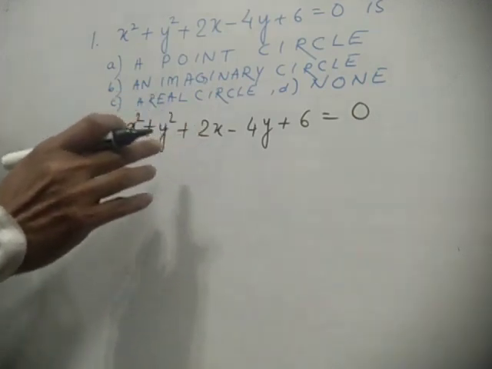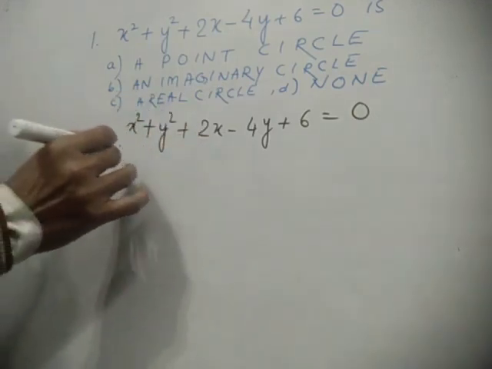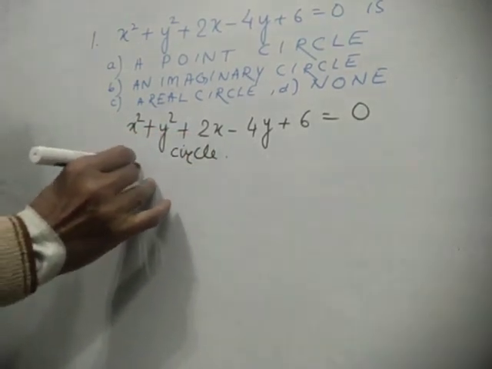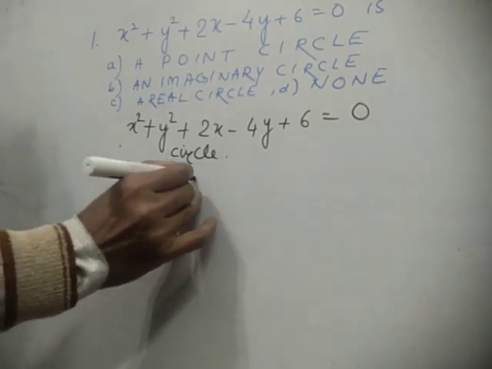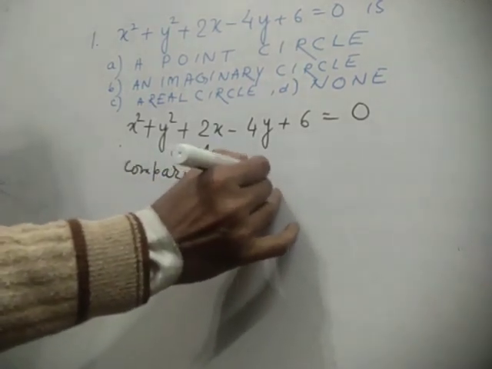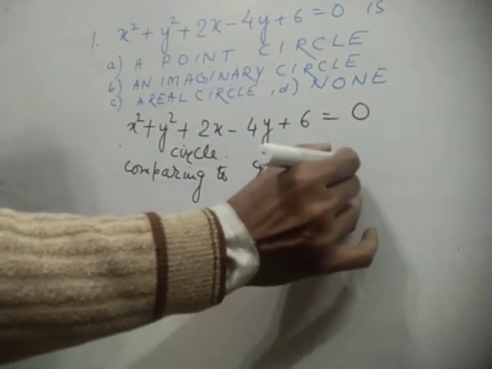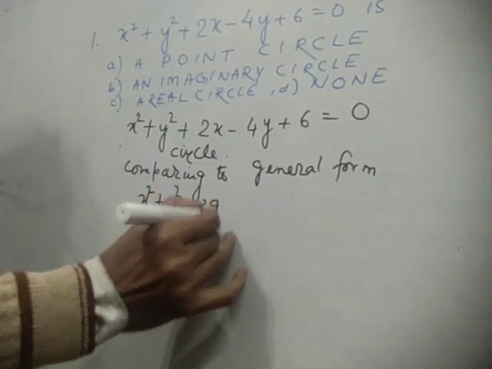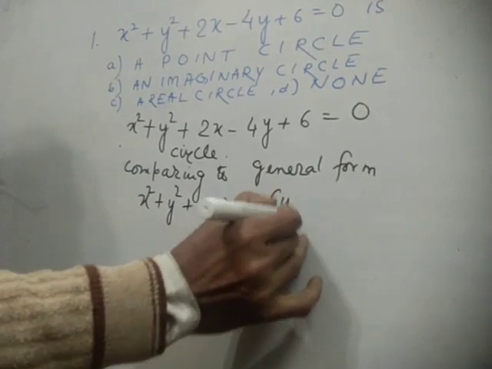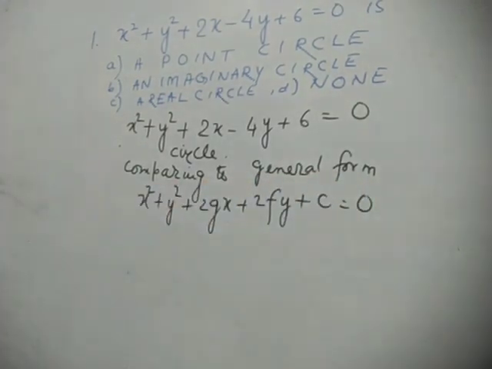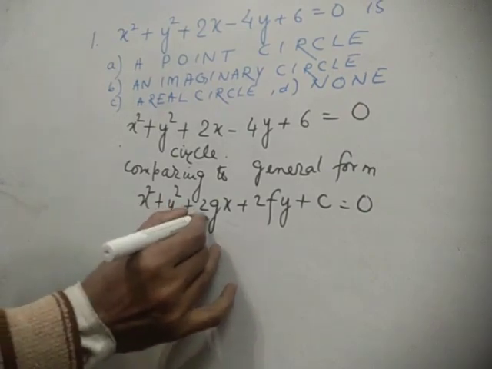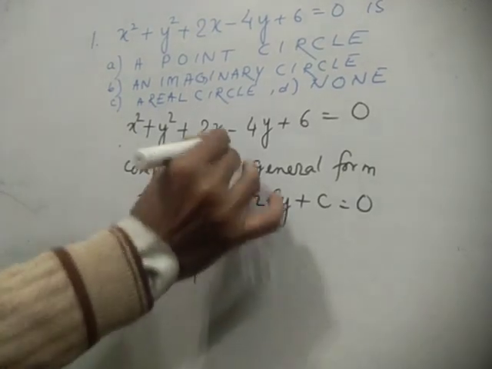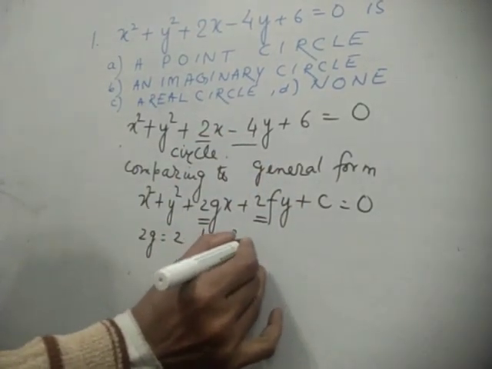Now we'll try to find out its radius. For that we'll compare this equation to the standard form of a circle. The general form we know: x square plus y square plus 2gx plus 2fy plus c equals to 0. If we compare the given circle with the general form, we get 2g equals to 2, 2f equals to minus 4, and c equals to 6.